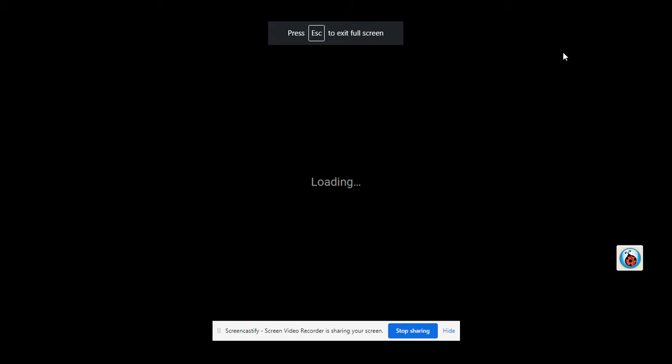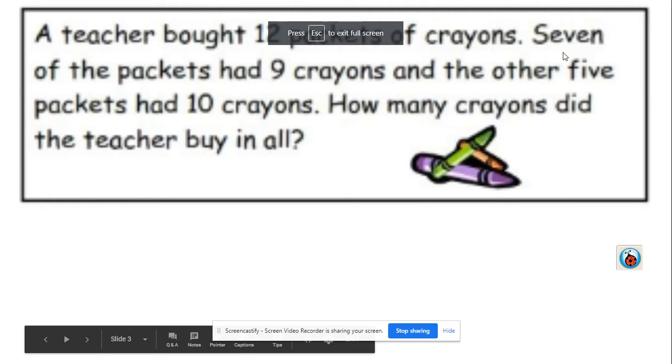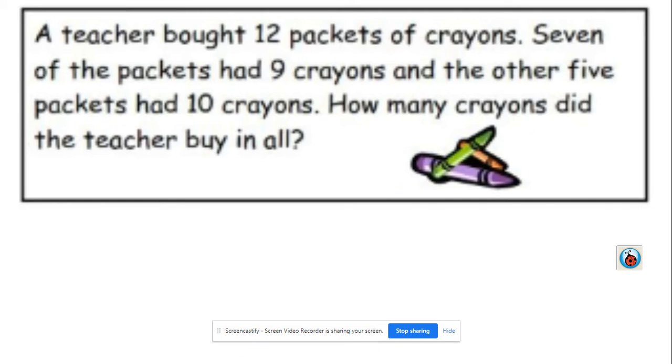This one says, a teacher bought 12 packs of crayons. 7 of the packets had 9 crayons, and the other 5 packets had 10 crayons. How many crayons did the teacher buy in all?